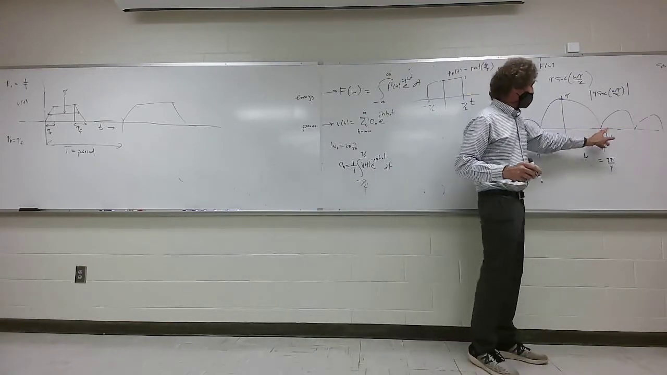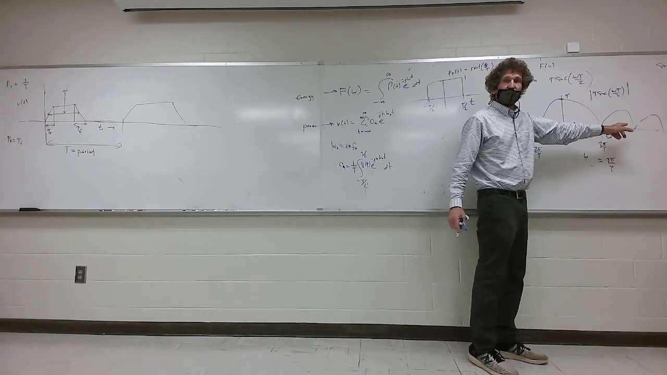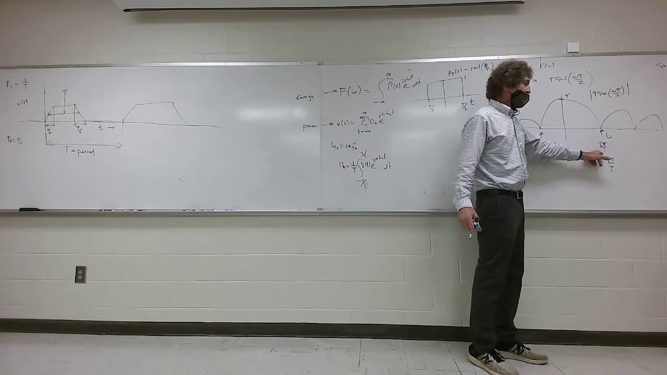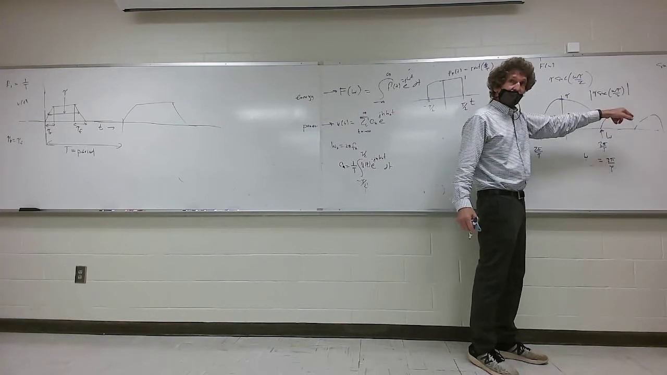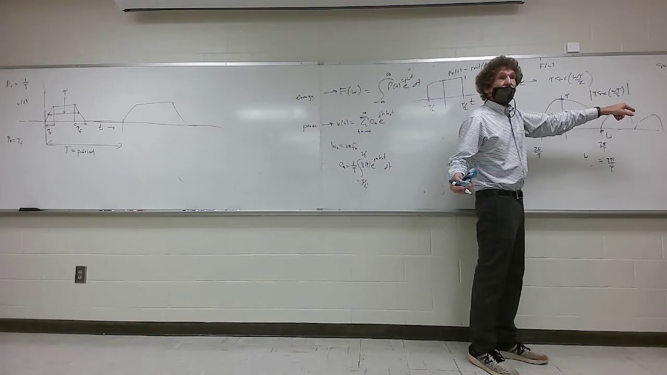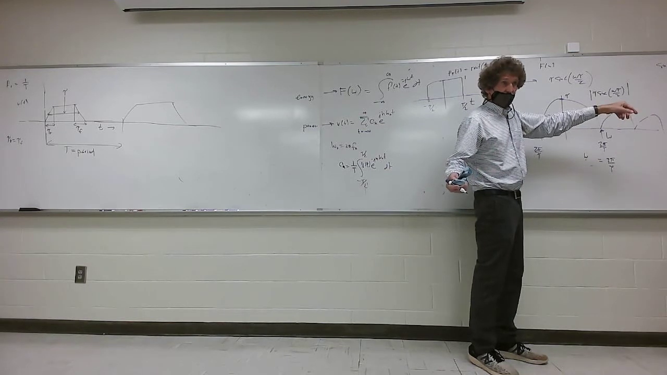So if I look at this, this is omega. First 0 is here. Where would the second 0 be? Take a guess. It would be 4 pi over tau, right? It would be twice that. Next 0? It would be 6 pi over tau, right? Add 2 pi. Y'all follow me on that?